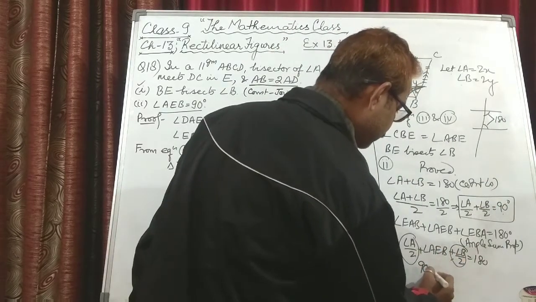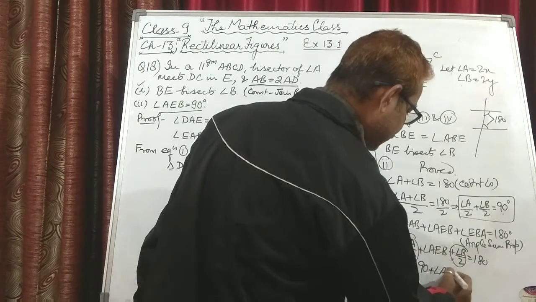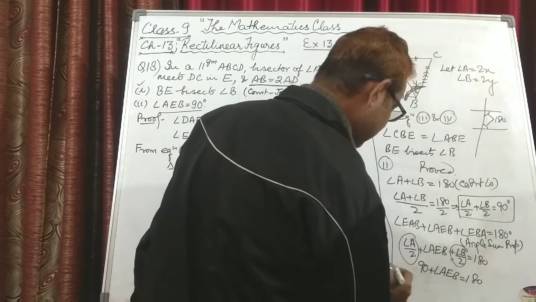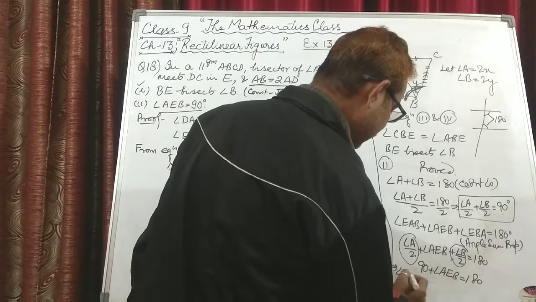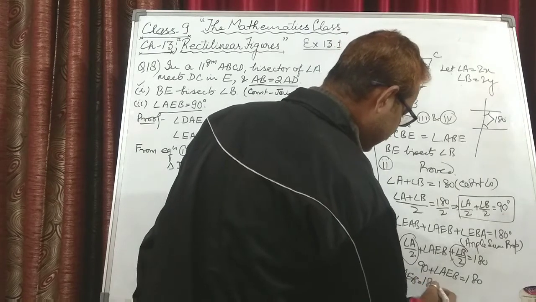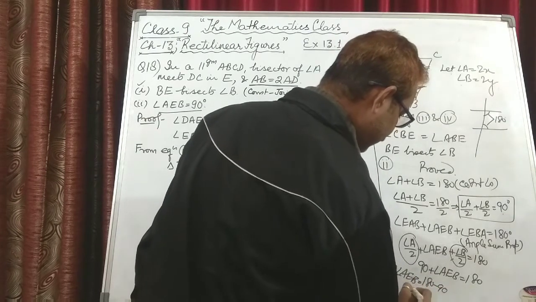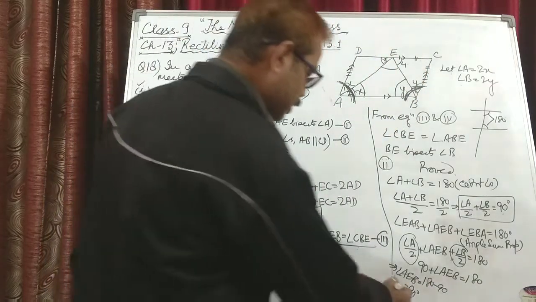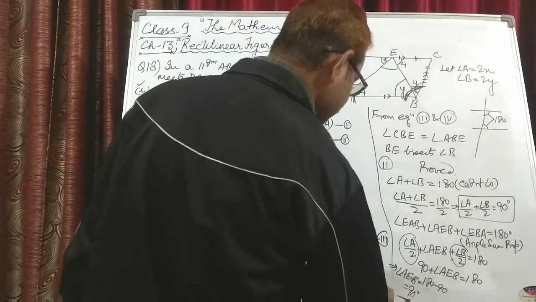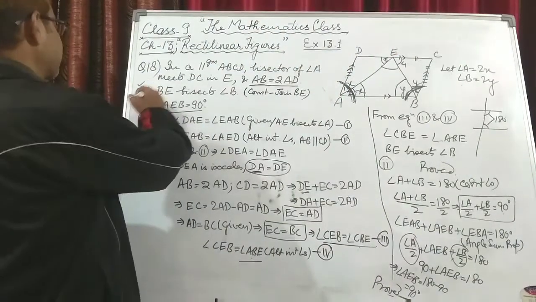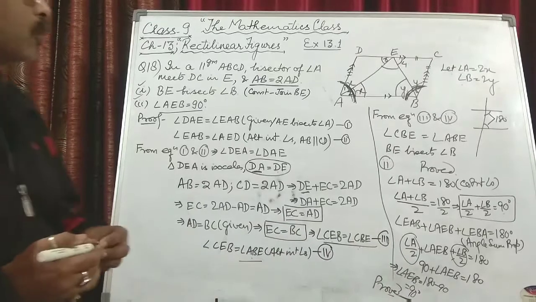So 90 plus angle AEB is equal to 180, which implies that angle AEB is equal to 180 minus 90, that is 90 degrees. That is the proof. So we are done with the second part also.